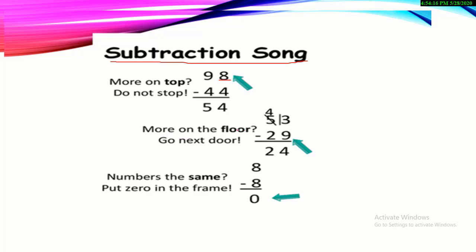If our top number is bigger, don't stop and solve it. The second line of the song is: more on the floor, go next door. If our floor number is bigger, we need to go next door. The door is the number which will help us to borrow. So go next door means you are going to cut the number and borrow one from it, and then you can solve it. Numbers the same, put 0 in the frame. If the numbers are the same, you will simply write down the 0.